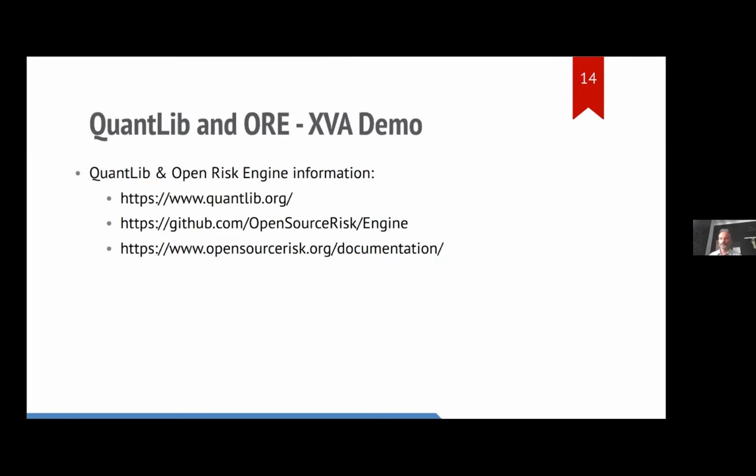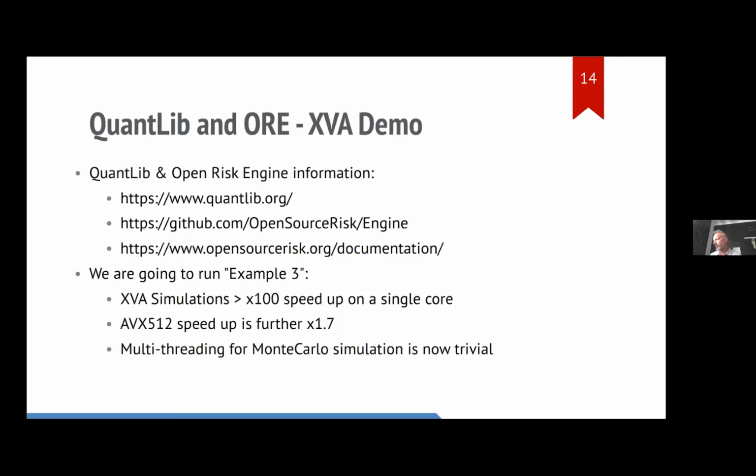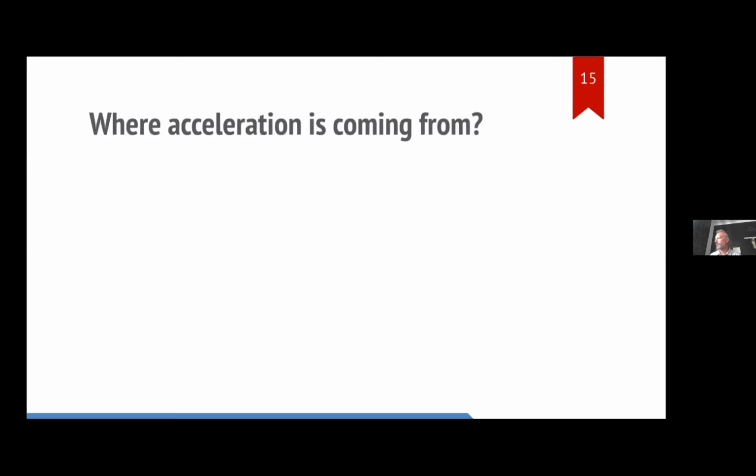Right. So this is example 3. We got this acceleration. We've used AVX2, but with AVX-512 you can additionally speed things up. Multi-threading is easier. So what I want to address now is where the acceleration is coming from for this particular example. What I would say is that object-oriented design is good, but it's not free. QuantLib is highly object-oriented, and there are a lot of abstractions that take place. This is good for design, I guess. Some people prefer that, but for performance, it's not always ideal.